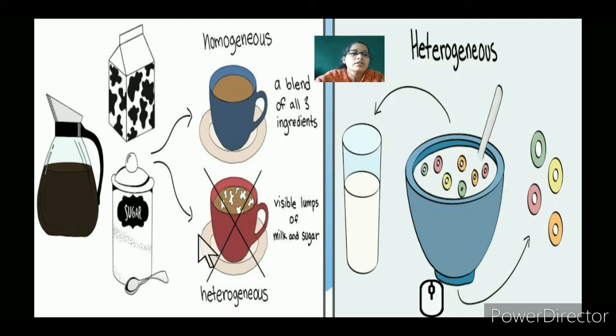So here you can see a heterogeneous mixture. We'll take an example from our daily life, cornflakes. When you add cornflakes or chocos, etc., to milk and leave it for some time, it still remains as it is and doesn't combine completely with the milk that you have added. It is known as a heterogeneous mixture.